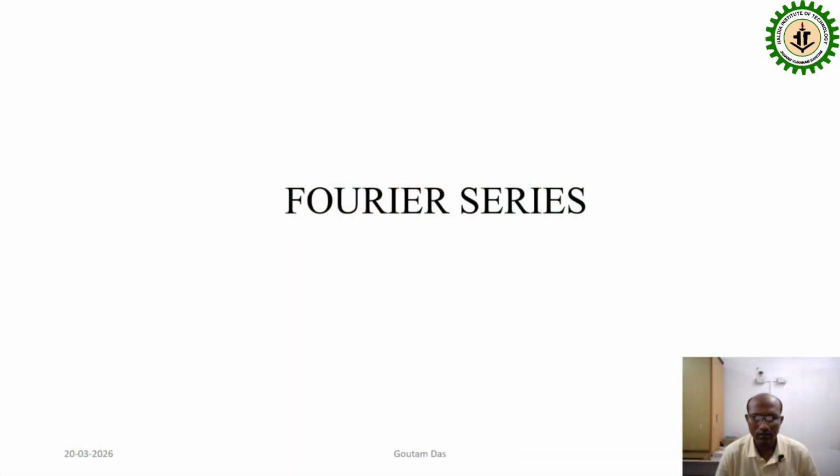Our topic is Fourier series. In network analysis, we study Fourier series analysis. In this case, any periodic function can be represented by a DC component plus an infinite set of sinusoidal and cosinusoidal functions. This representation is called a Fourier series representation.